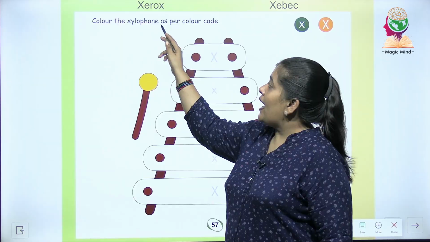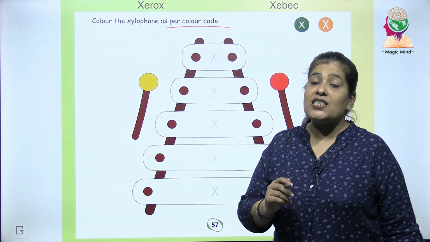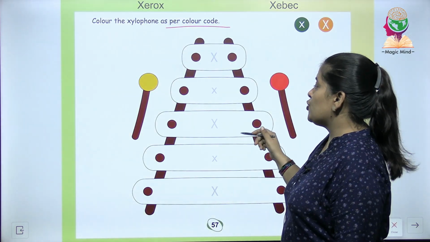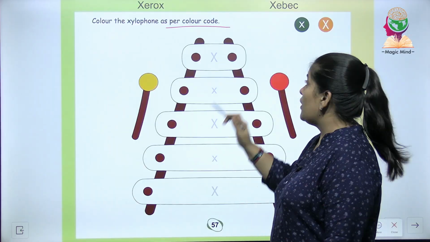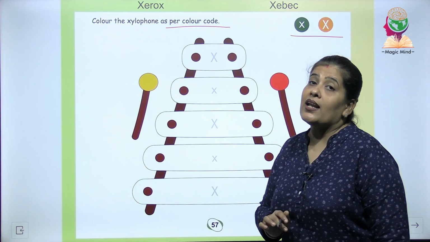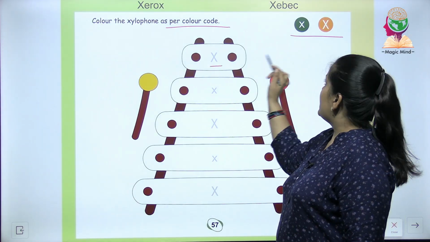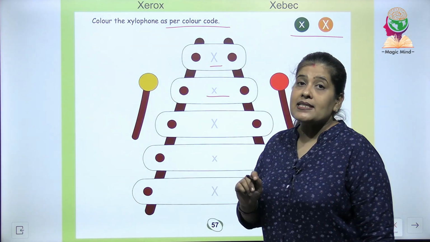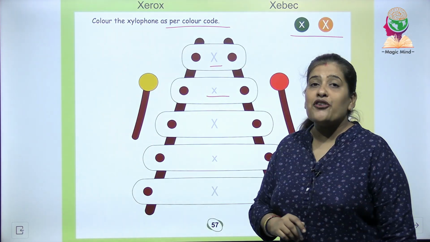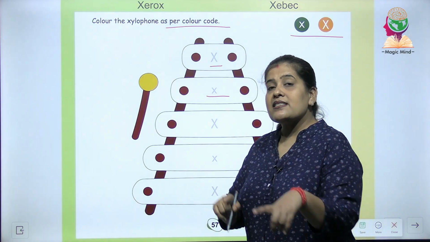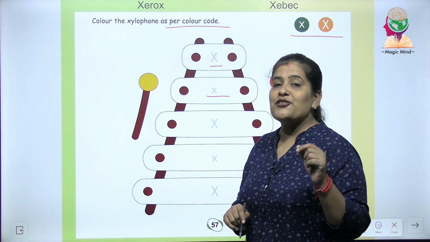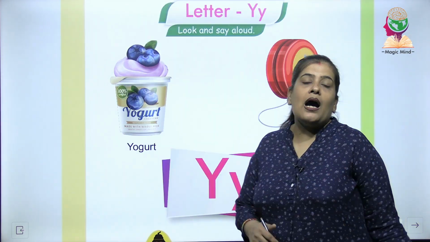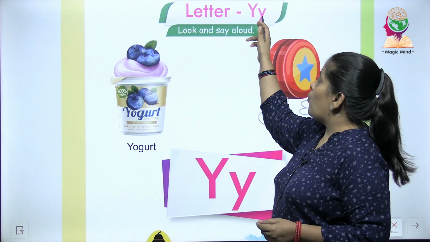Now color the xylophone as per color code. Now you have to do color in xylophone as per the given color code. In capital X you will do orange color and in small letter x you will do green color. So dear kids, this coloring part you have to do by yourself. Now the next letter is letter Y.